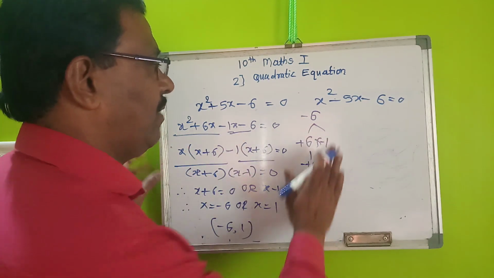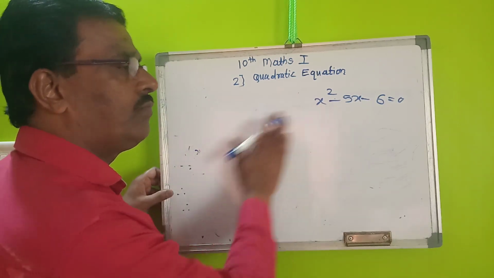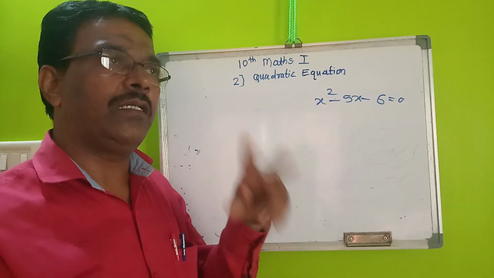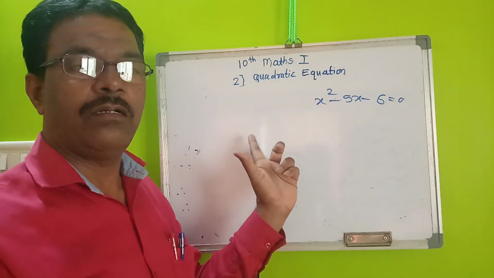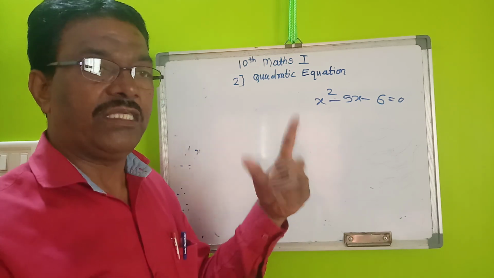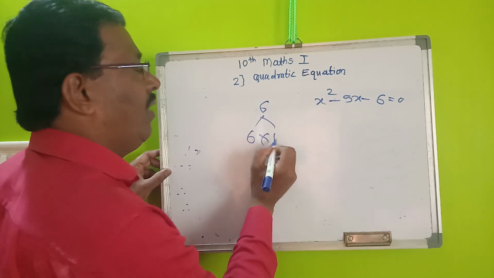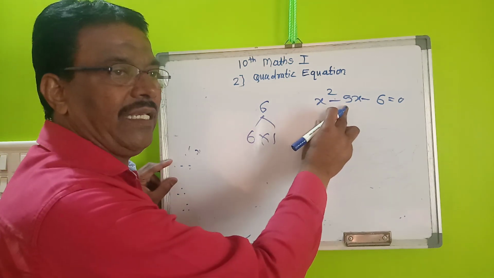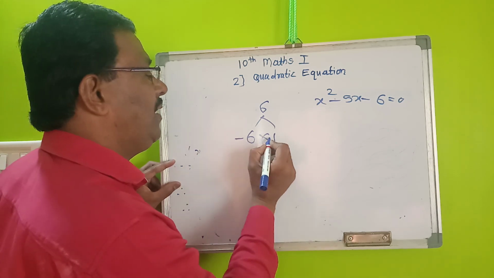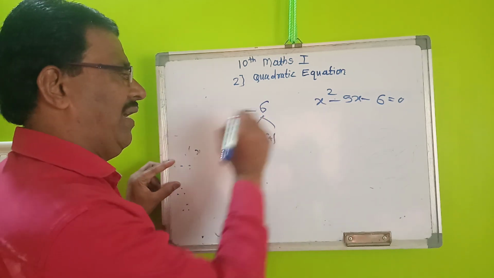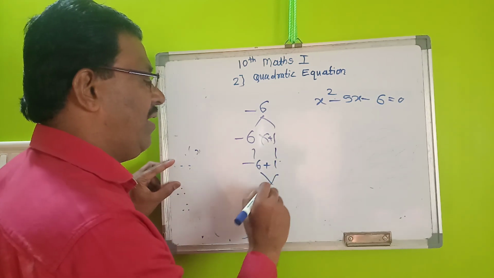So the solution of the given quadratic equation is minus 6 comma plus 1. In the next equation, the third term is negative. So we want to find two numbers whose product is minus 6, but whose subtraction is minus 5. 6 ones are 6, but the middle term has a negative sign, so give the larger number the negative sign: minus 6 into plus 1. Minus 6 plus 1 means minus 5.